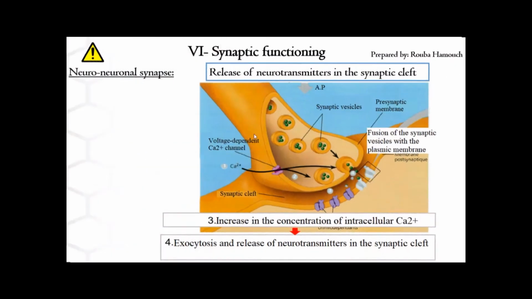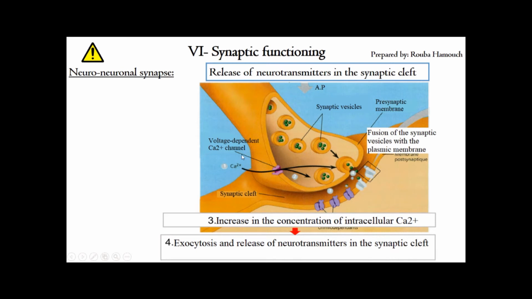Now, the Ca2+ allows the migration of synaptic vesicles and the fusion of the synaptic vesicles with the presynaptic membrane. This is the exocytosis. The fusion of the synaptic vesicles with the plasmic membrane is called exocytosis, and the exocytosis leads to the release of neurotransmitters in the synaptic cleft.